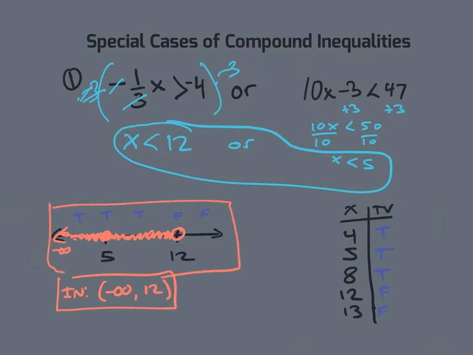So this one's interesting. It's an OR problem, but it didn't go out in both directions. It actually just went to the left. So this is the problem, those ones I was talking about where the truth table really helps you get the right answer for your shaded number line. Okay, let's try another.